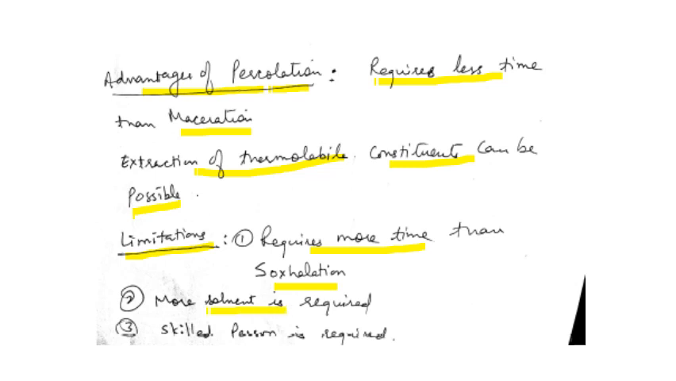More solvent is required here also. In percolation, the solvent requirement is high. In maceration also, the solvent requirement is high. So that is a limitation. A skilled person is required for this extraction method. So the need for a skilled person is another limitation of percolation.